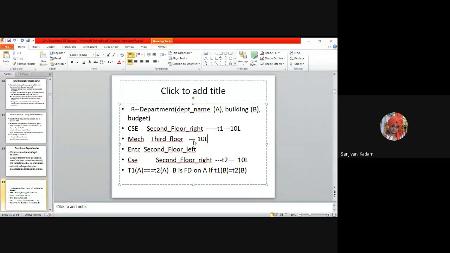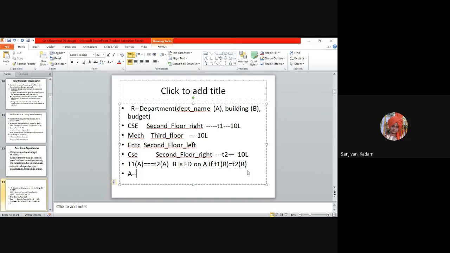But that is not true, meaning it is not that because both have 10 lakh, their department names are also the same. No. Here, if department name is same, then I can say that T2's A and T1's A is matching, then T1's B and T2's B will also be matching. Then we say that B is functionally dependent on A, and this is denoted by A implies B. Okay, this is how the functional dependency is shown. That means B's value is dependent on A. Okay, I hope now it's clear.